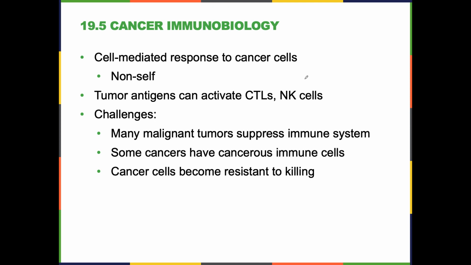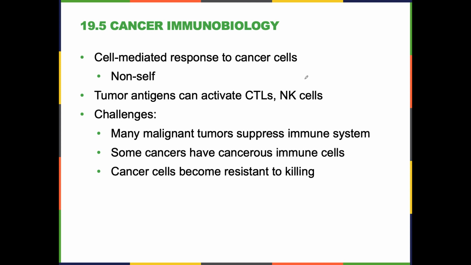Malignant tumors are really hard because some of them suppress immune systems. They're spreading all over the place. It's really hard to get at them. Some cancers have cancerous immune cells, so definitely anything with the bone marrow, things like leukemia, for example. Our immune system doesn't really deal well with that. And then some cancers actually resist killing by our cells, and those things are really hard to deal with, right?